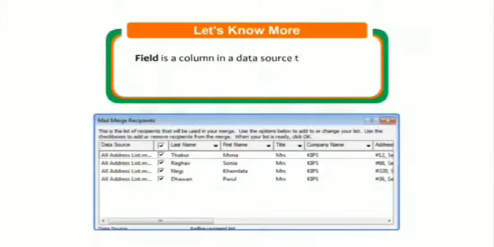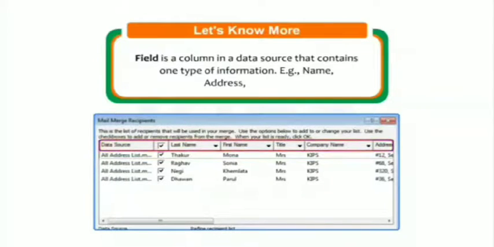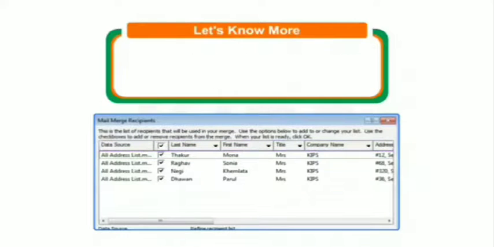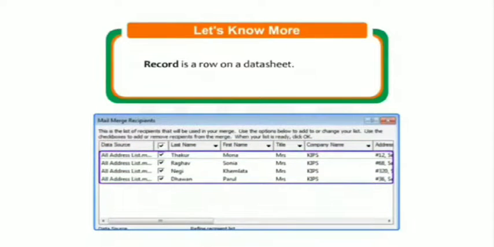Students, let's know more. Field is a column in a data source that contains one type of information. Example, name, address, city, etc. Record is a row on the data sheet. Number of fields make one record. Main document. It contains the text that we wish to send to the recipients. Main document is the main information or the matter that is to be sent to the recipients.